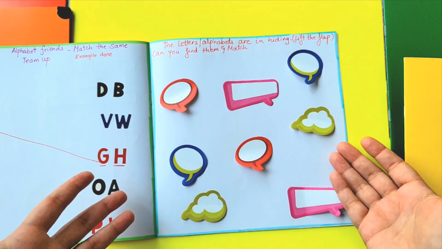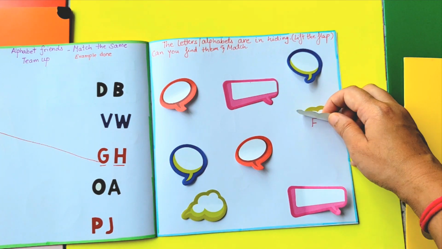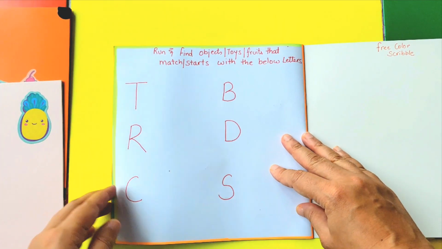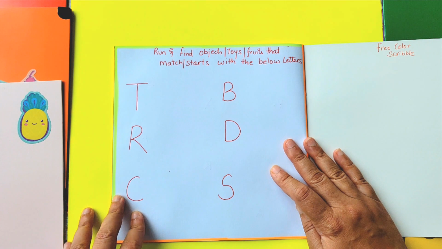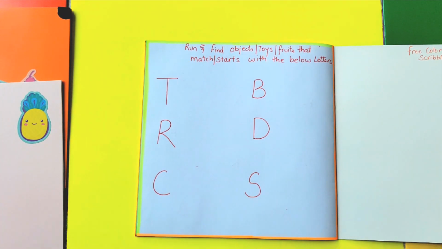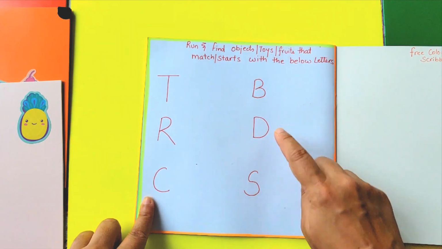But I have just used Post-its to create this amazing flap kind of an activity, which becomes very interactive with kids. Run and find objects, toys, fruits that matches or starts with the below letters. So this is a great opportunity for the child to run around in the house and find objects with T, R, C, B, D, and S.